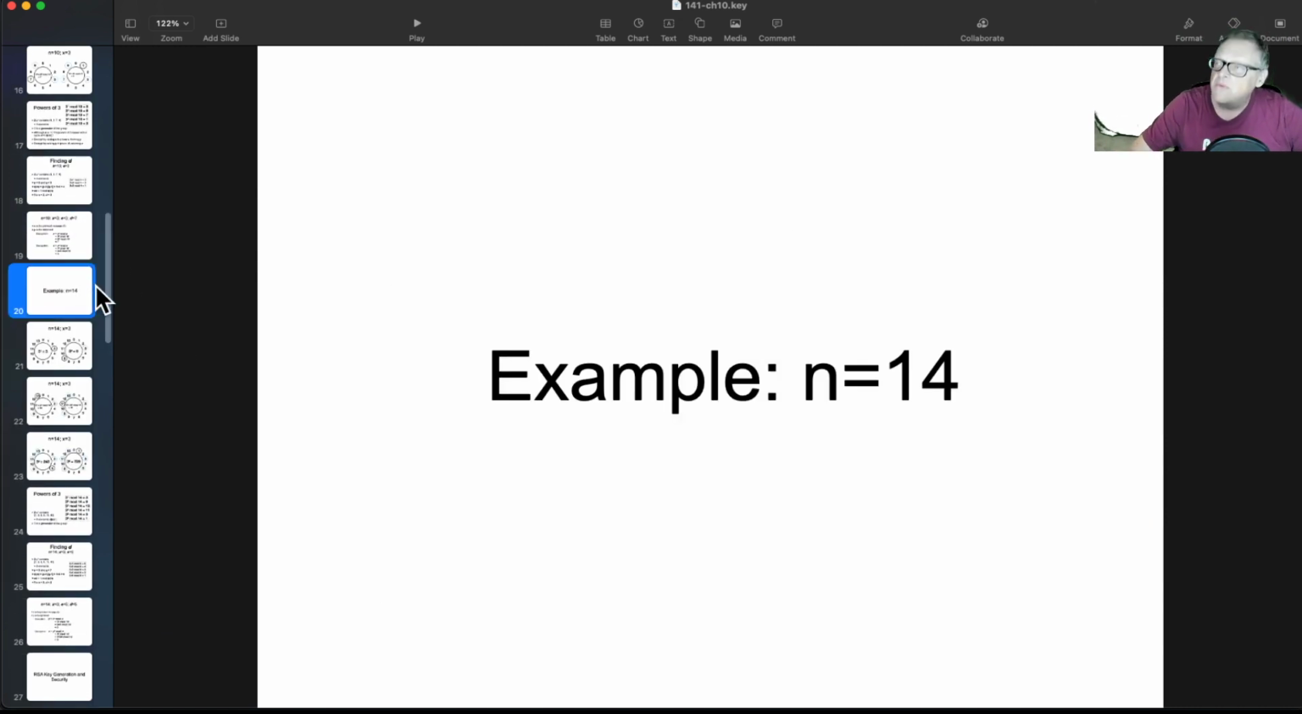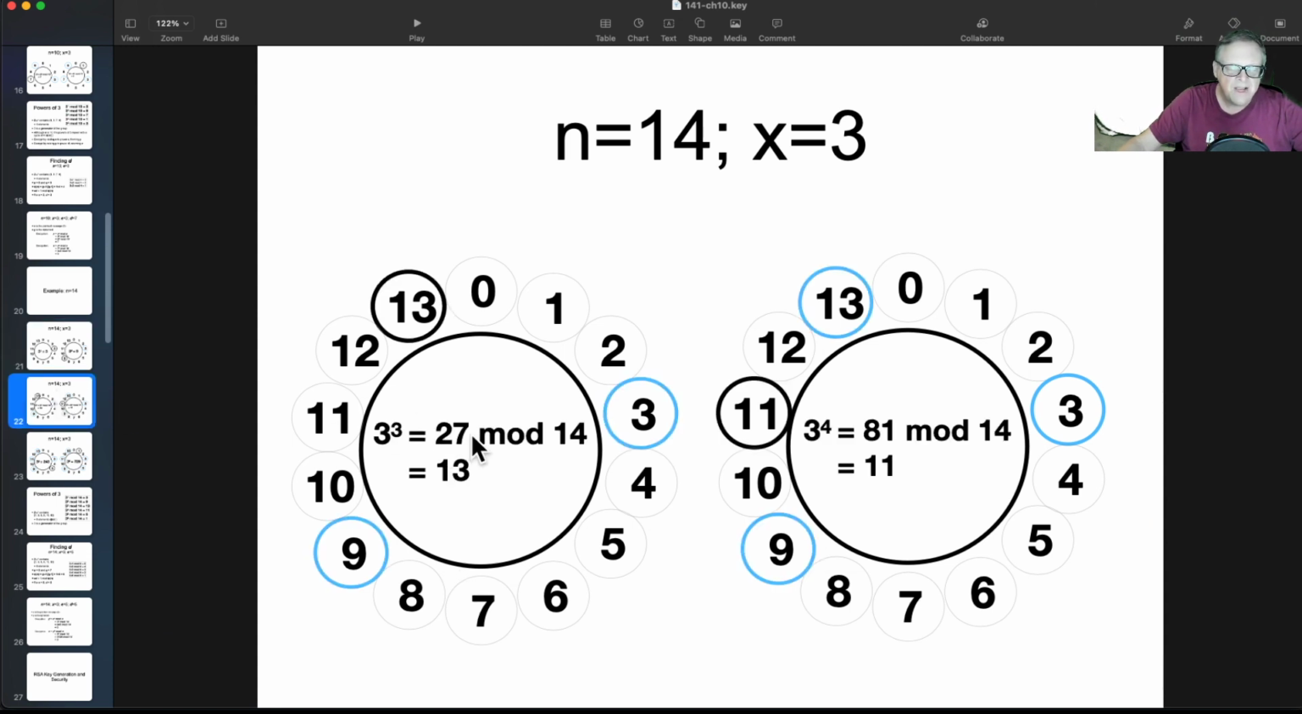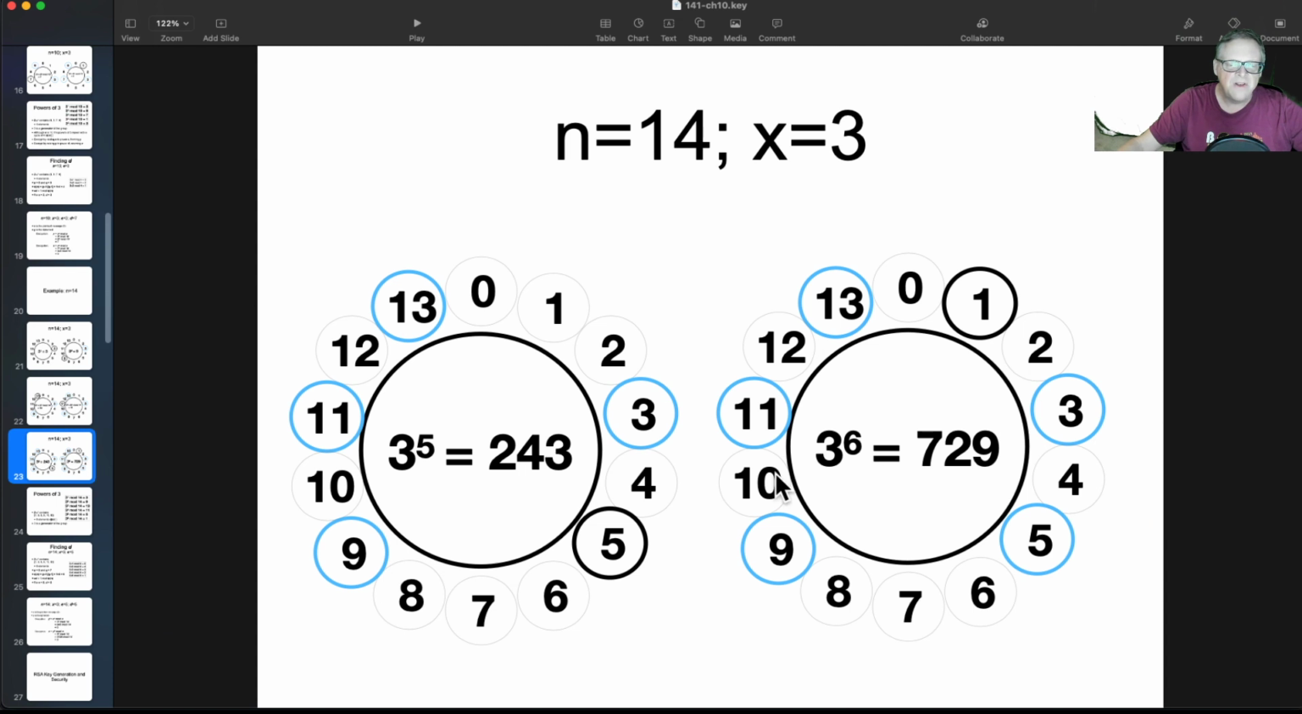Let's try another one with a larger value of n equals 14, which is 2 times 7. If I take a generator of 3, I can take 3 to the 1, 3 to the 2, that takes me to 9 again. 3 to the 3 is 27, mod 14, that's 13. 3 to the 4 is 81, which gives me 11. 3 to the 5 and 3 to the 6 give me more values here.